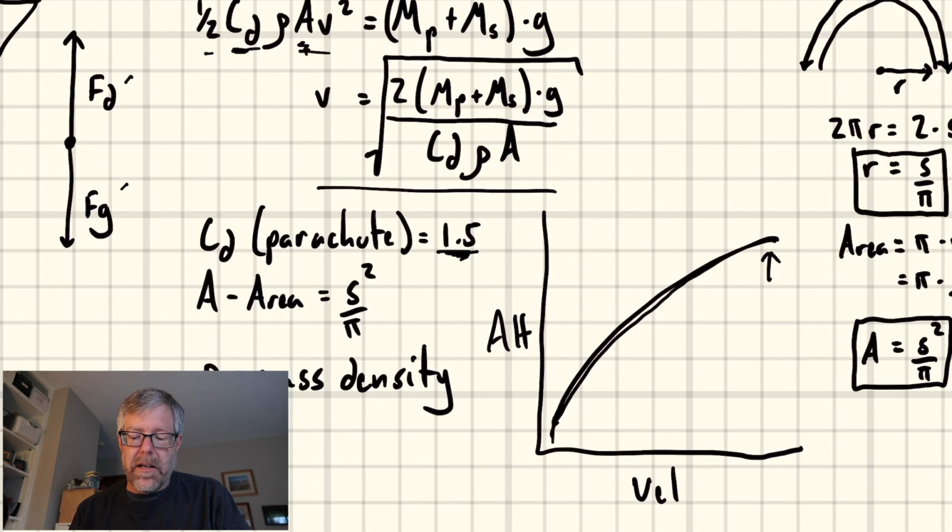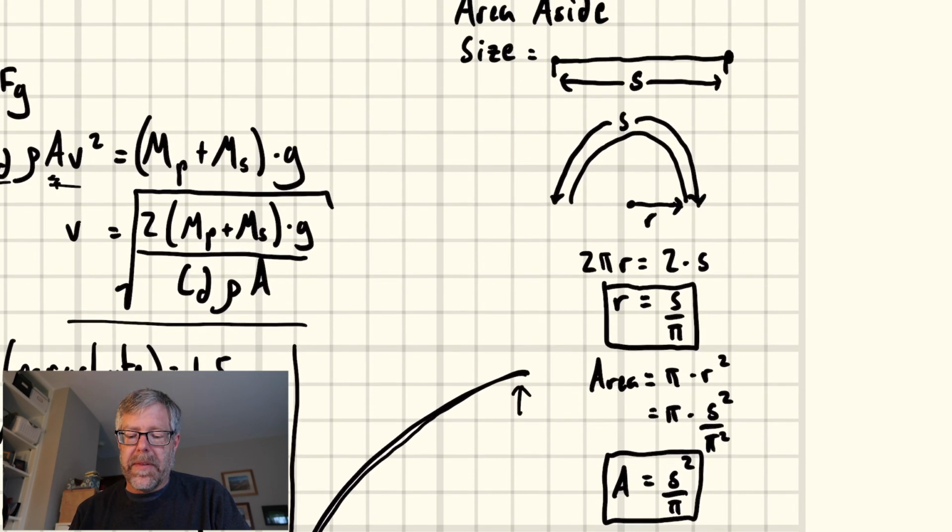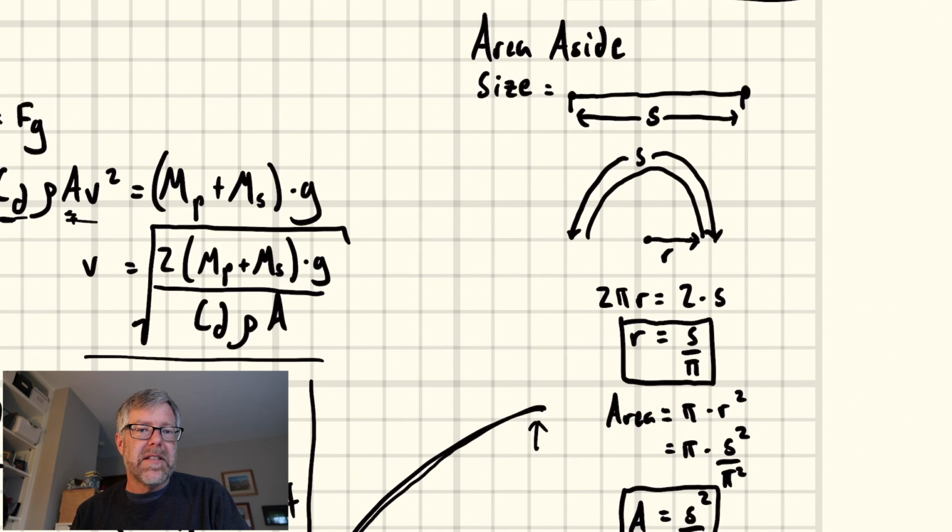So the area of the parachute is sort of tricky. I sort of messed this up in my code because what happens is when they send you a parachute, they tell you the size of the parachute. Parachutes are like 6 feet. And that is when you lay it down, it is 6 feet from end to end. But a parachute isn't like that. A parachute is actually curved like this.